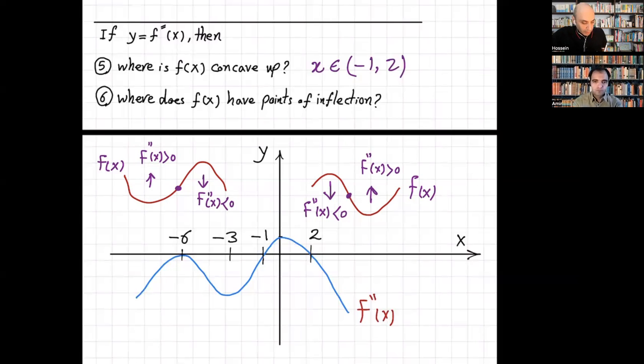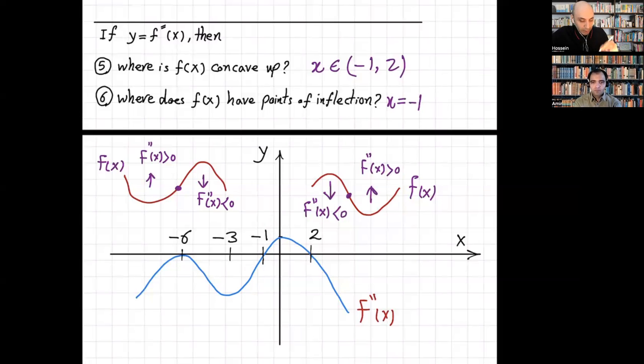So point -1 is one of those points. Before -1, f double prime is negative, and then for values of x greater than -1, the values of f double prime change to positive. So one of the points is x equal -1. I'm going to write that down.